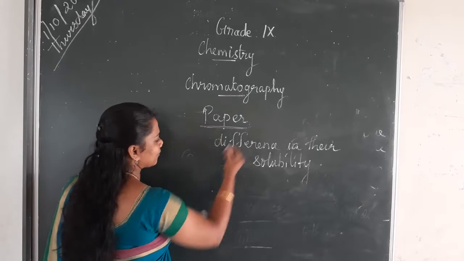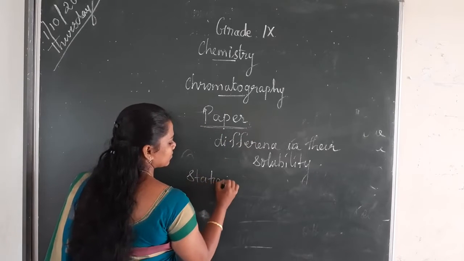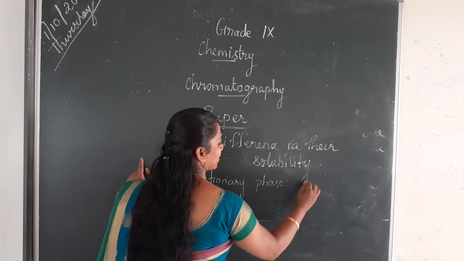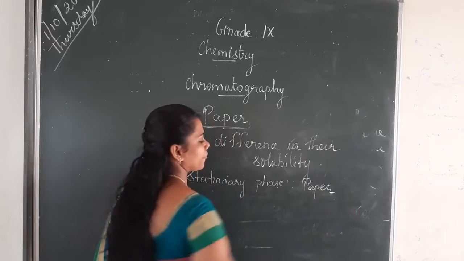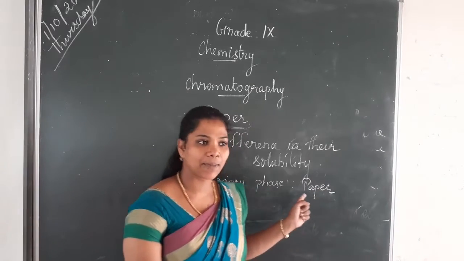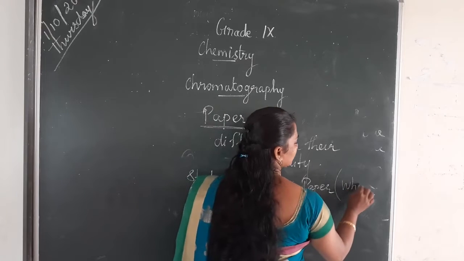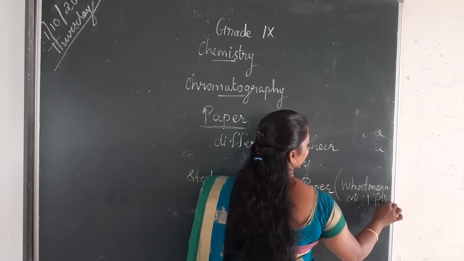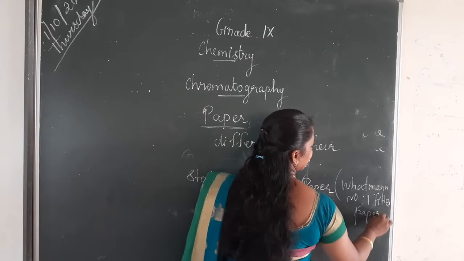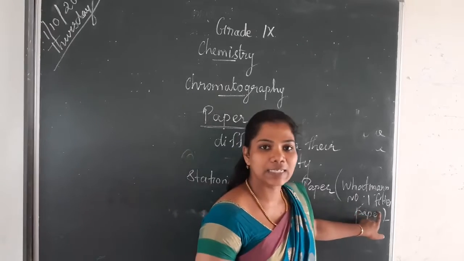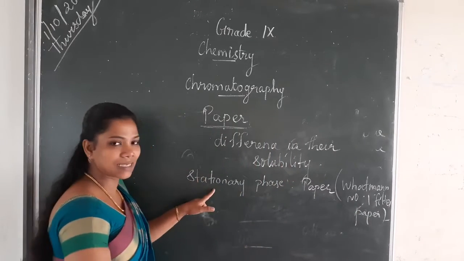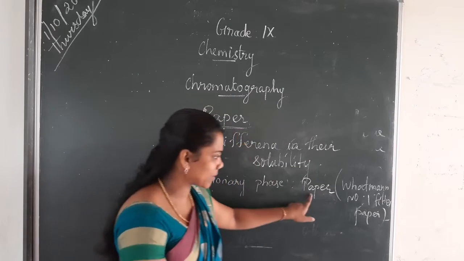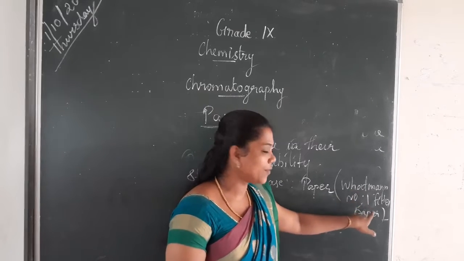So for paper chromatography, the stationary phase is paper. Since it's paper chromatography, we are taking paper. There are different types of paper. Normal filter paper is not used. Mostly we will use Whatman number 1 filter paper. So the paper used for this technique is normally Whatman number 1 filter paper. Stationary means it never moves, isn't it? The stationary phase used for paper chromatography is Whatman number 1 filter paper.